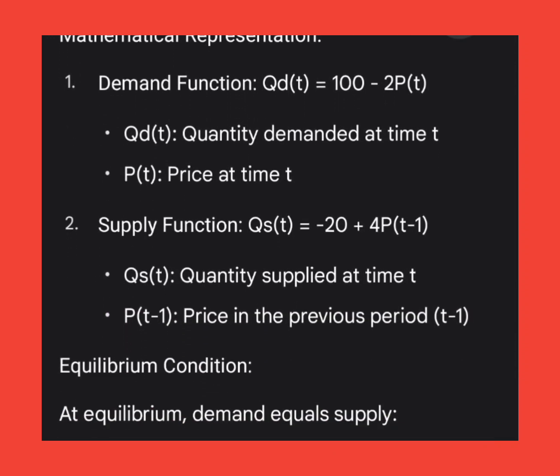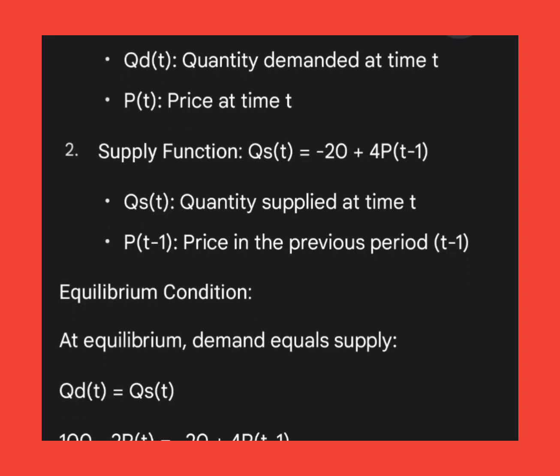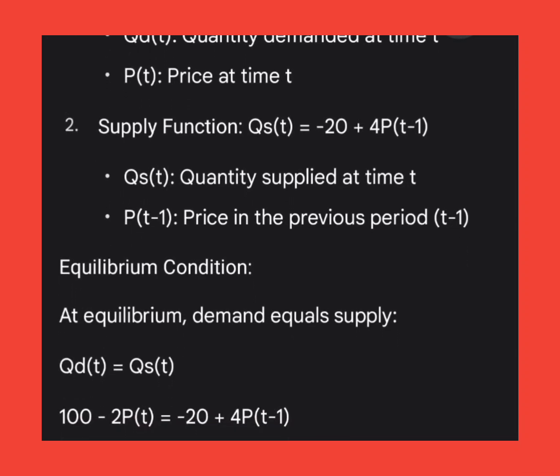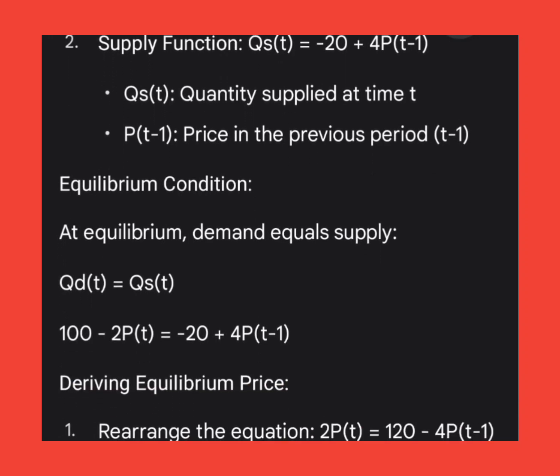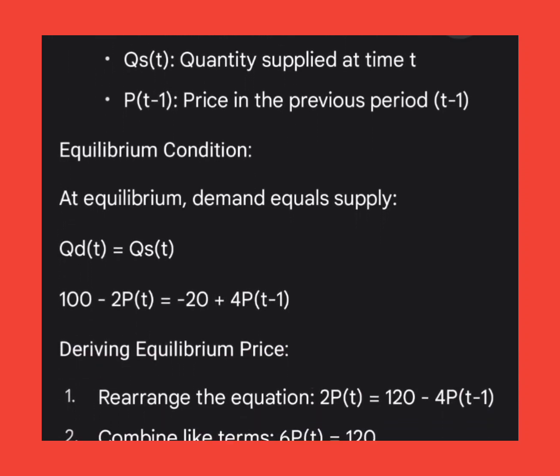Mathematical representation. 1. Demand function: QD(t) = 10 - 2P(t). QD(t) is the quantity demanded at time t, P(t) is the price at time t. 2. Supply function: QS(t) = -20 + 4P(t-1). QS(t) is the quantity supplied at time t, P(t-1) is the price in the previous period, t-1.